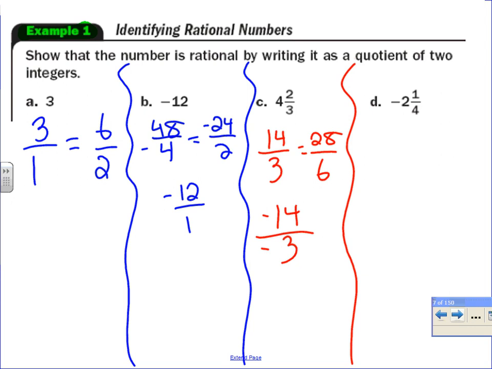Okay, letter D. Briar, what about letter D? Kind of 9/4. Good. -9/4. Anyone have another one? Justin? Good. -18/8. Okay. Any questions on those four? They're pretty basic. Annalise?